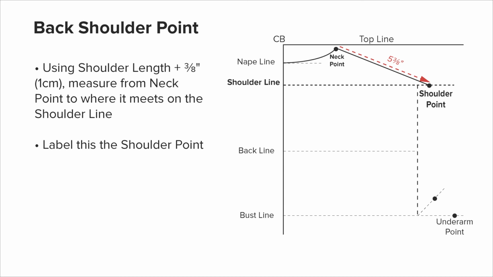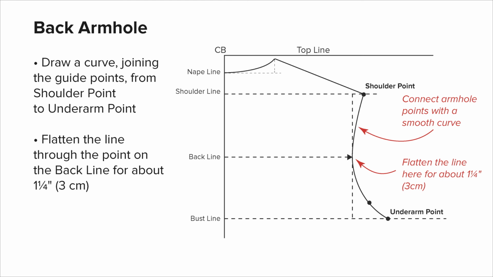The back shoulder point. From the back neck point, draw a line equal to the shoulder length measurement plus 3/8 inch, 1 centimetre, to wherever it meets the shoulder line. It will be beyond the armhole guide line. Label this the shoulder point. Complete the back armhole. Draw a curved line from the shoulder point to the underarm point, flattening out through the point on the back line for about 1 1/4 inches, 3 centimetres.